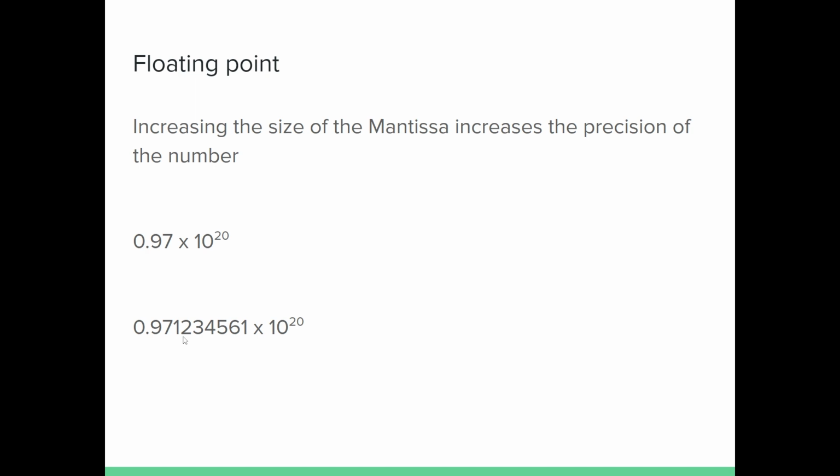So increasing the size of the mantissa has increased the precision of the number. Mantissa relates to precision. When it comes to the exponent, you can see that increasing the number of digits for the exponent, the size of the exponent, we have a wider range of numbers. Now, it's not a very intuitive way of demonstrating this.